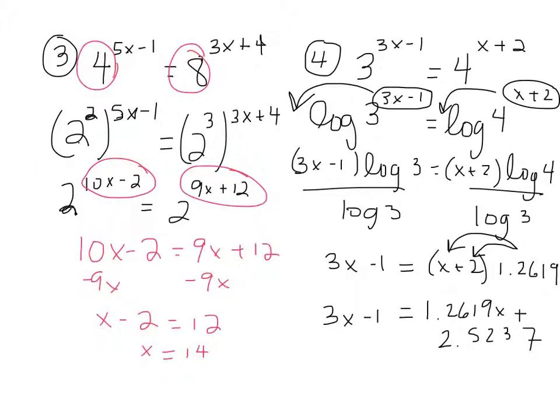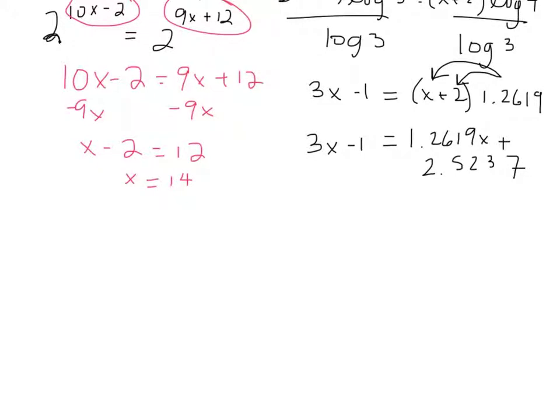Now it's just like an algebra equation, there's just a lot of decimals. So I'm going to subtract my 1.2619 over. So I'm going to have 3 minus my a value. So I get 1.738x, and then I have my minus 1 still, equals the 2.5237, which was 2 times a. So I take my 2 times a, which was the 2.5 number, and I add 1 to it. So I get 3.5237.